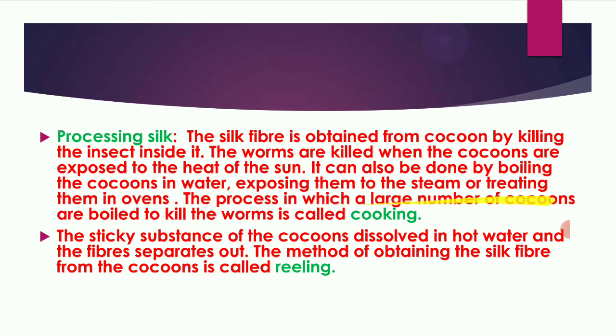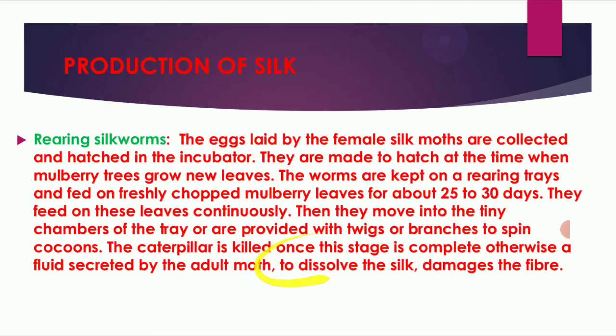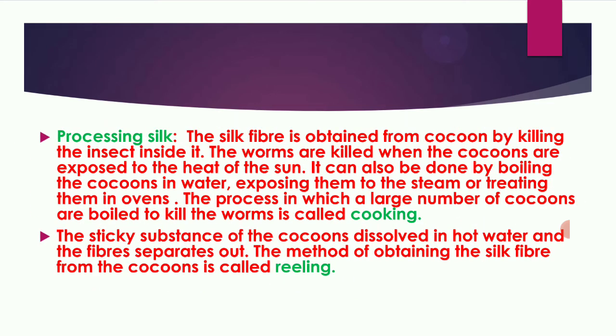The process in which a large number of cocoons are boiled to kill the worms is called cooking. The sticky substance of the cocoon dissolves in the hot water and the fiber separates out. The method of obtaining the silk fiber from the cocoon is called reeling. Through the reeling process the silk is obtained from the cocoons.